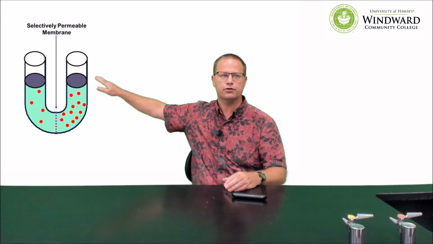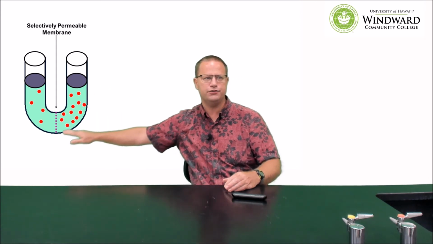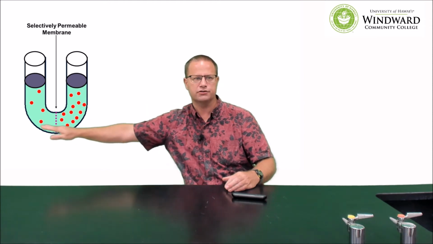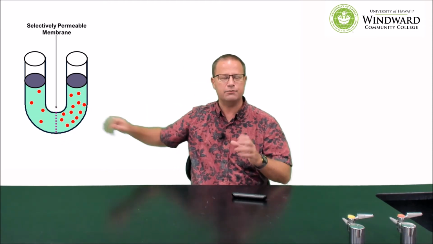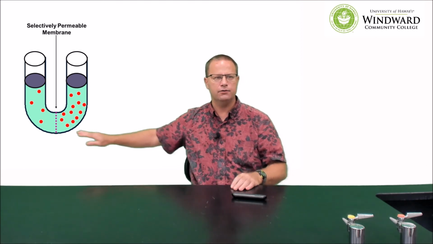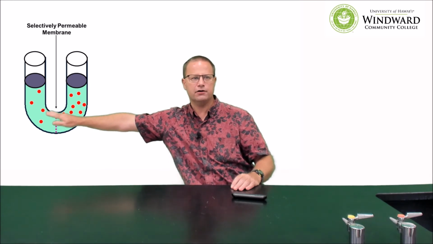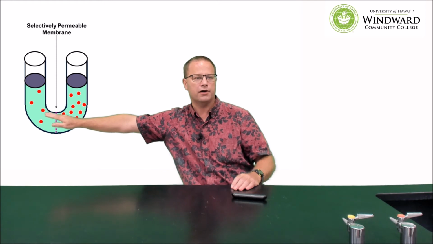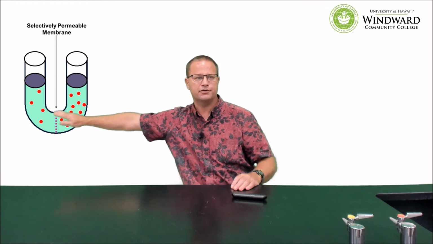Now, if sugar could cross, it would simply go from the right side of the tube to the left because it would be going from sugar's high concentration to sugar's low concentration. But again, we said that the membrane won't let sugar cross. So what does water want to do? Well, where is water more highly concentrated? Well, it's more highly concentrated over here on the left-hand side because there's proportionally less solute, so there's got to be more water. So water wants to go from left to right.